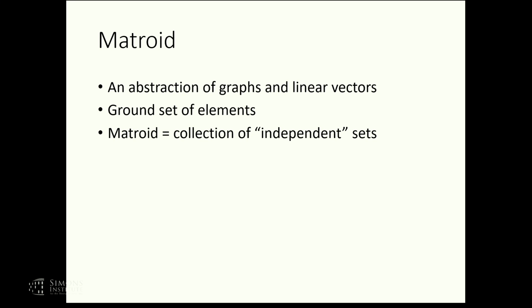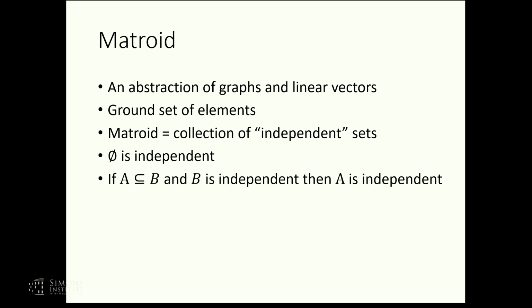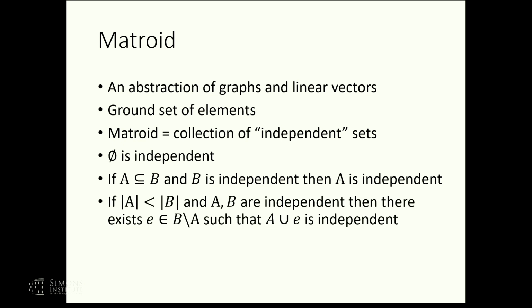So what are independent sets? Well, we have three axioms. The empty set is independent. If we have a big independent set, then any subset of it is also independent. And the third property is that if I have two independent sets and one of them has fewer elements than the other, then I can always take an element from the bigger set to expand the smaller one, and the new set is still independent.